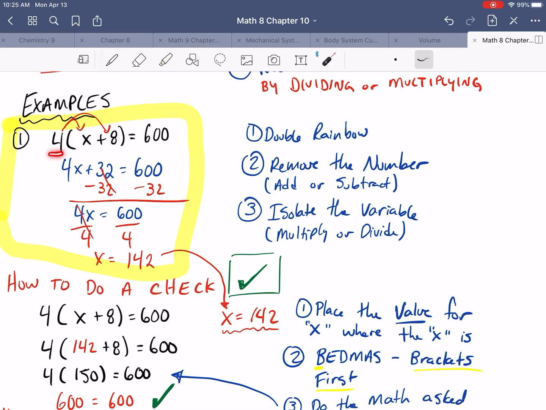So we have 4 bracket x plus 8. We need to draw our double rainbows to show that we understand that it's multiplying into both sides. 4 times x is 4x, right below. And then 4 times plus 8 is plus 32. And then it equals 600. So we write our sentence out right here. We do the opposite by adding or subtracting, which is what we did by minusing 32. We isolate the variable by multiplying or dividing. In this case, we need to divide by 4, and we get x equals 142.